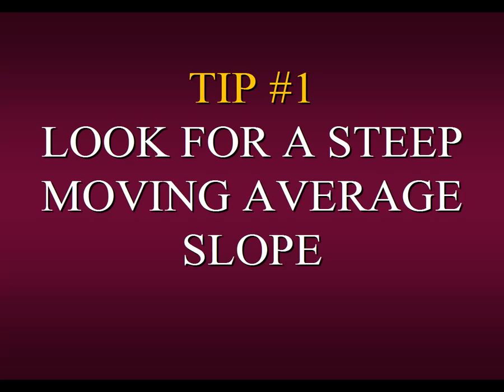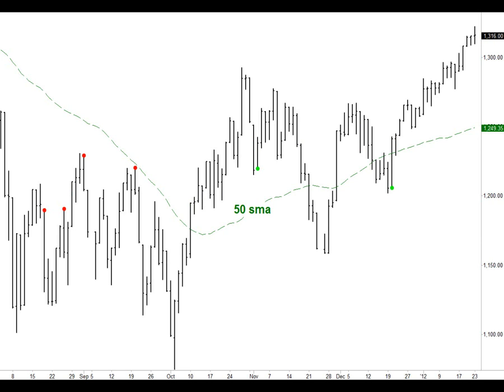Now let's go back to that same chart we were looking at. Now we've added the 50-period simple moving average with the signals provided. And as you can see, we're looking to go short if there's a strong downward slope, and we're looking to go long if there's a strong upward slope.